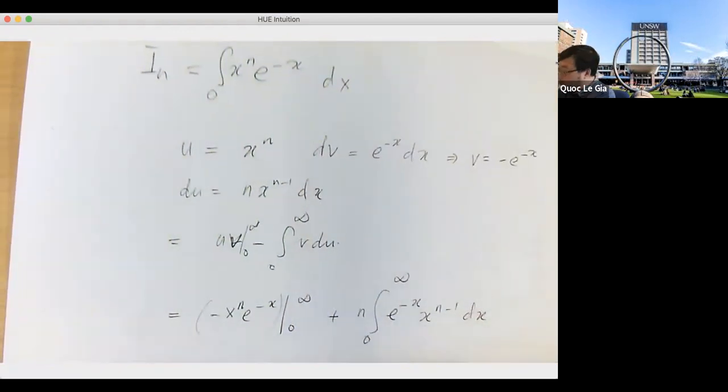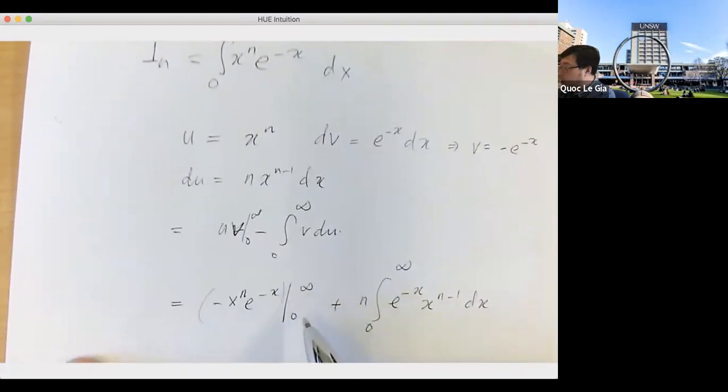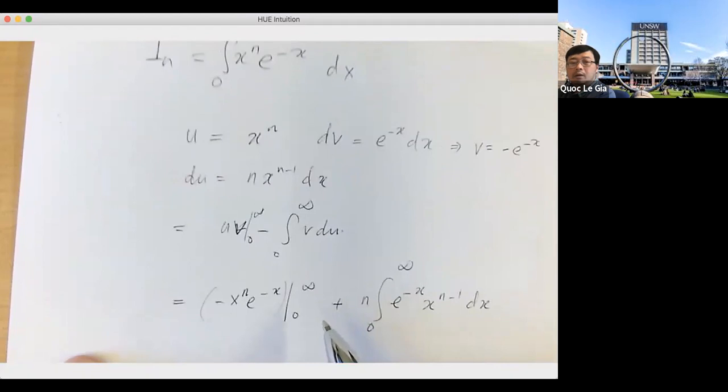Okay, so you put it in and you will see that when x equals infinity, e to the minus x decays faster than x to the n grows, so it just equals 0. So then what happens is only from x equals 0. So when x equals 0, this one just gives you 0.